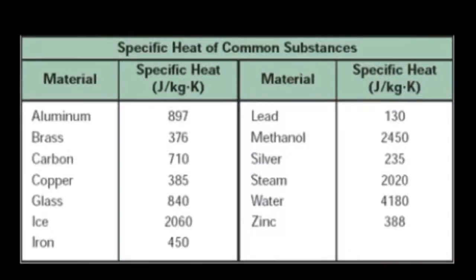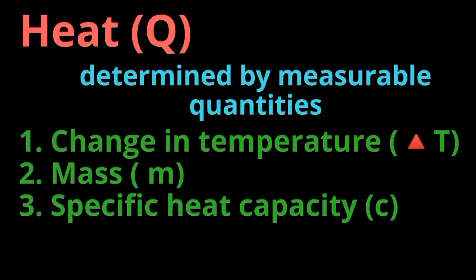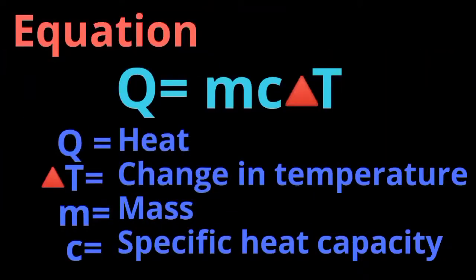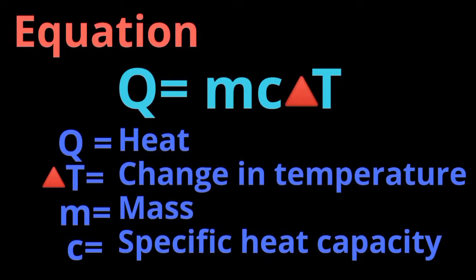This table shows you the specific heat capacity of common substances. Heat, or capital letter Q, is determined by measurable quantities. We have change in temperature, or delta T, mass, or small letter m, and specific heat capacity, or small letter c. It is expressed in the equation Q equals m times c times delta T, or heat equals mass times specific heat capacity times change in temperature.